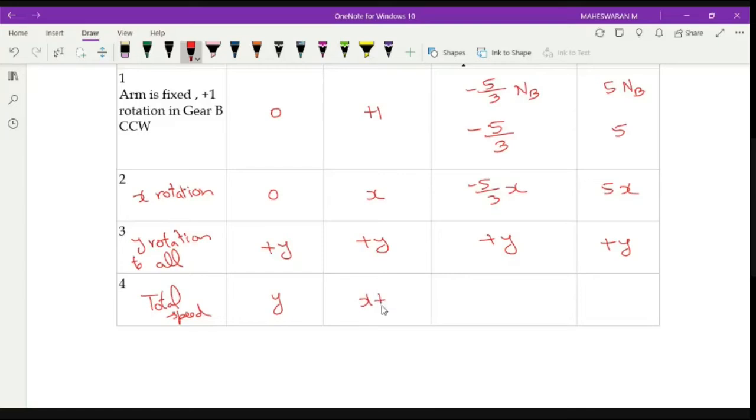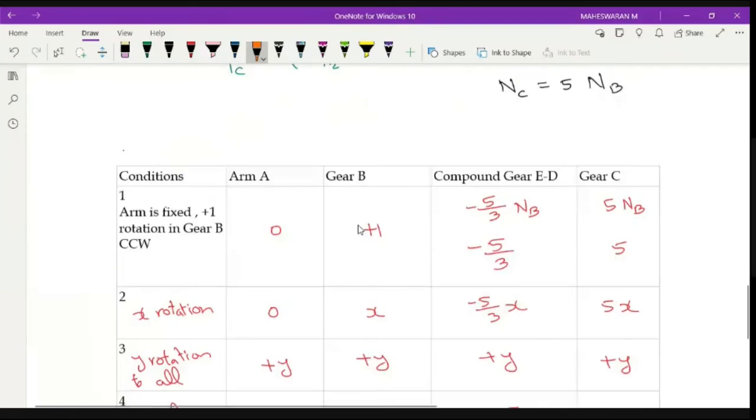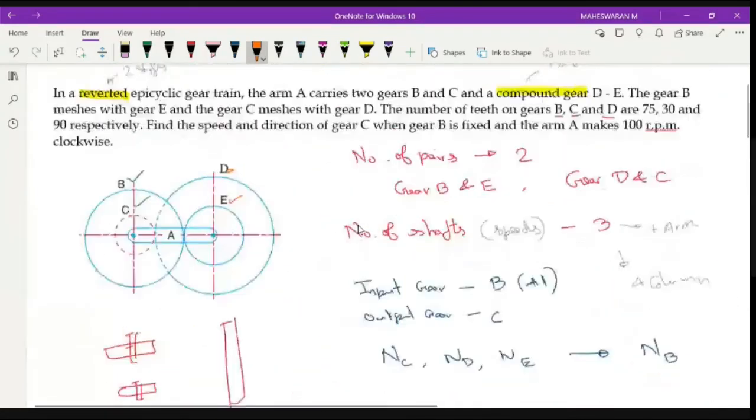This is X plus Y. This is Y minus 5/3X. And this is 5X plus Y. This is my data. Okay. Any doubt on this? No, sir. Okay. So now we'll proceed with the real problem.